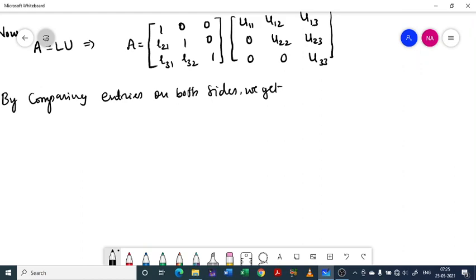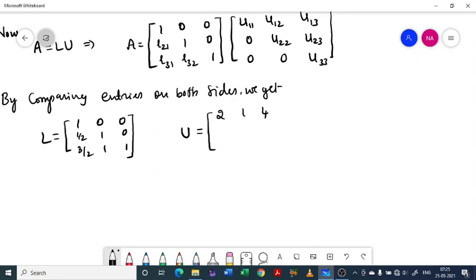L equal to, I am directly writing L, [1 0 0; 1/2 1 0; 3/2 1 1] and U equal to [2 1 4; 0 -7/2 -3; 0 0 -1], right?